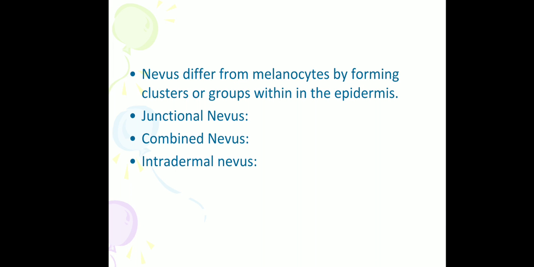Intradermal nevus has slight or no junctional activity at all. The nests are located in the upper dermis, and multinucleate nevus cells can also be seen. Compound or combined nevus is the combination of junctional nevus and intradermal nevus.